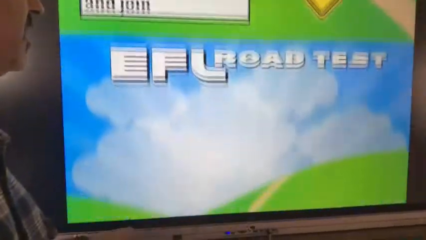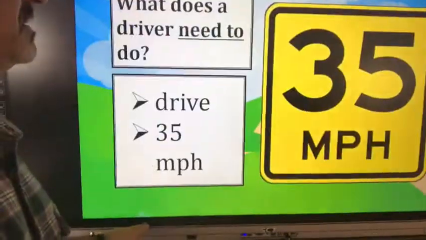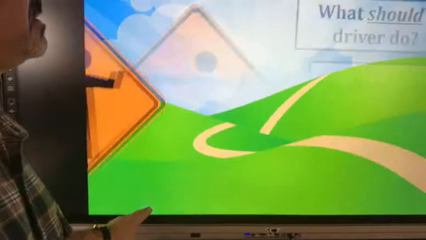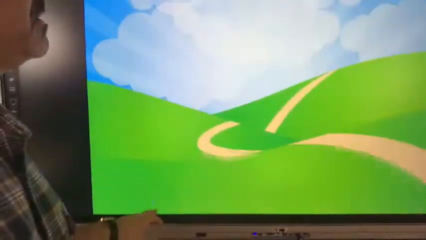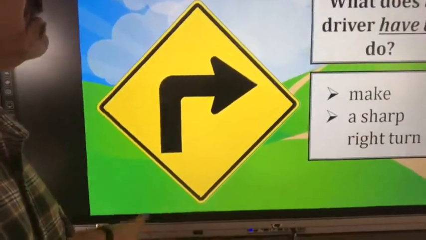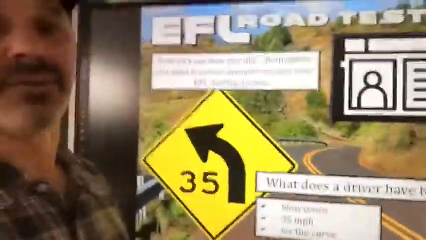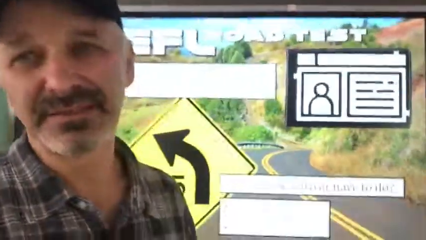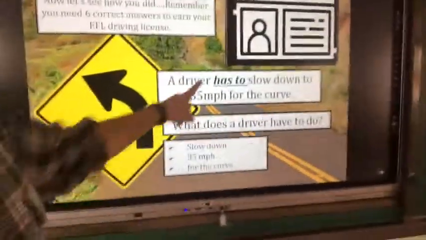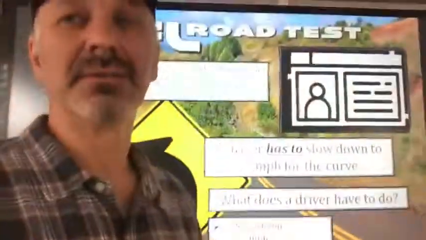So what I do is I go through the 10 rules that I'm looking for here. What does a driver have to do? And then we go over them for the license here. We laminate these licenses, driver's license out for them, and then we go through them. What does a driver have to do? A driver has to slow down to 35 for the curve. Who got it right? Who got it right?